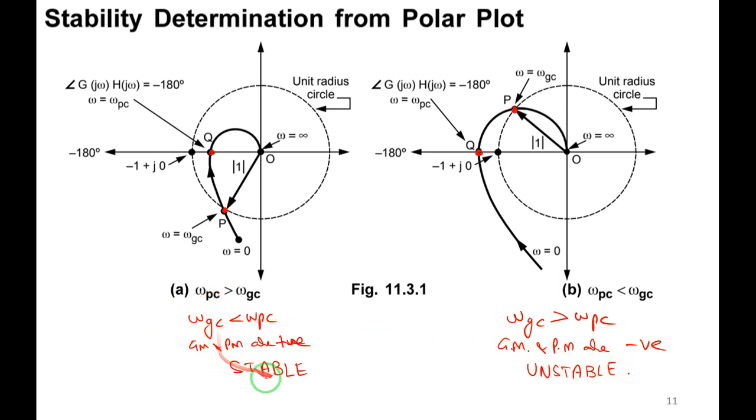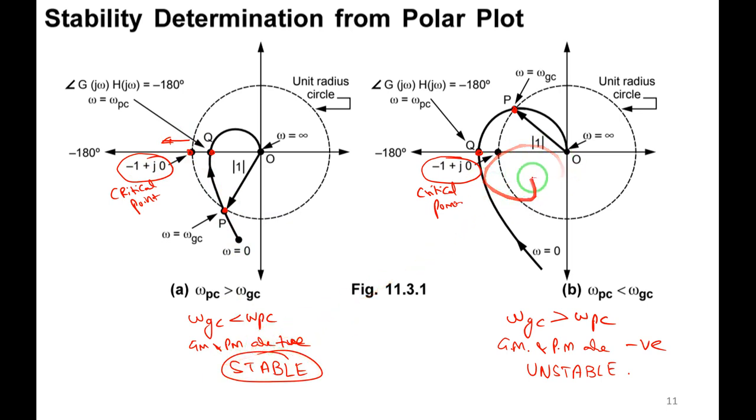Another way I will tell you how to judge whether the system is stable or unstable. See here, this is the critical point, minus 1 plus j0. Let me mark it, critical point, located here. The system is said to be stable if the polar plot does not enclose this minus 1 plus j0 critical point. Here, the polar plot is not enclosing it, because minus 1 plus j0 is outside the polar plot. If the point lies on the left, it is not enclosed. Hence, the system is stable.